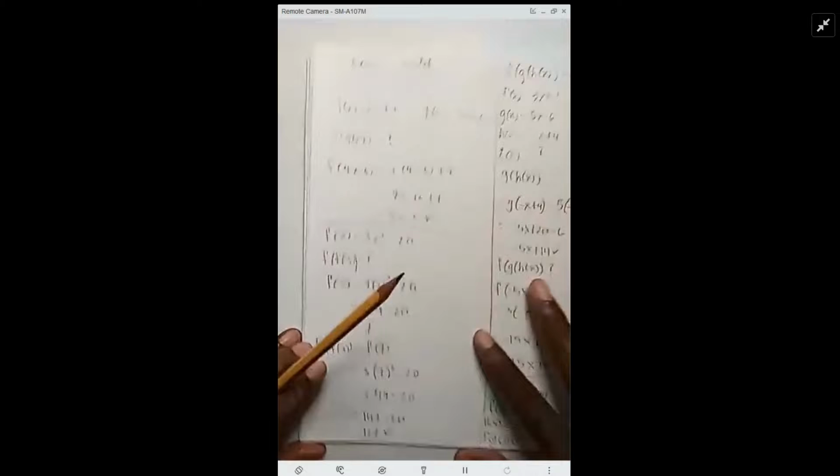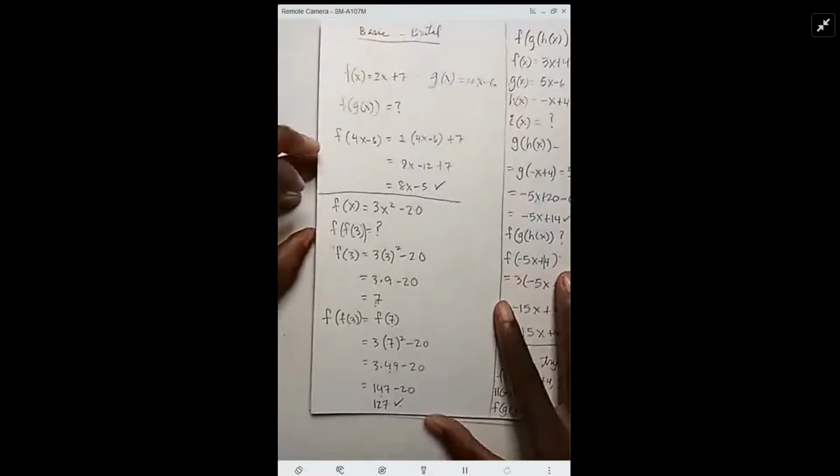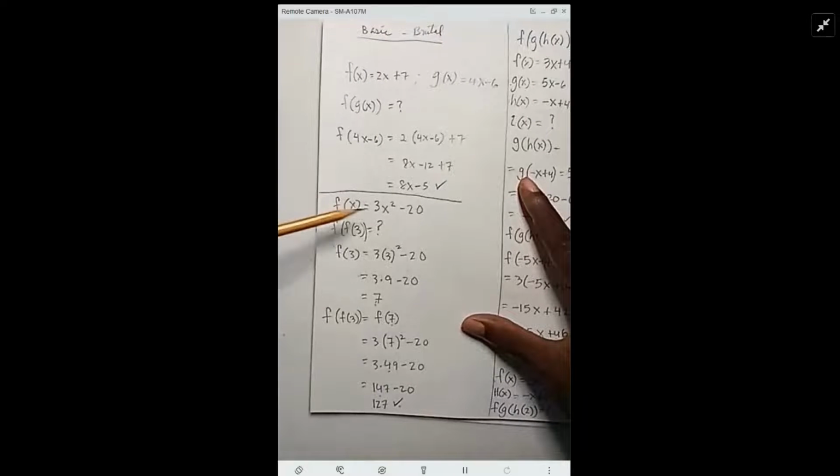Let's look at a more difficult example. And I want to show you a trick to this. When you look at this one, I have f of x equals 3x squared minus 20. I want f of f of 3. Now, we're not going to solve it in this way. First, we're going to find f of 3. So f of 3, we plug in 3. You know how to replace x with 3. So we got 3 times 3 squared, which is 3 times 9 minus 20, which is 27 minus 20. That's 7. Okay, so f of 3 is 7.